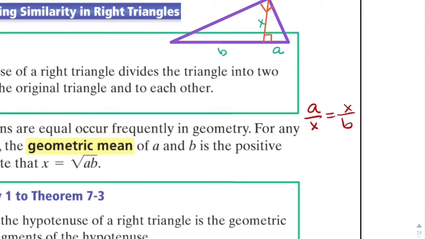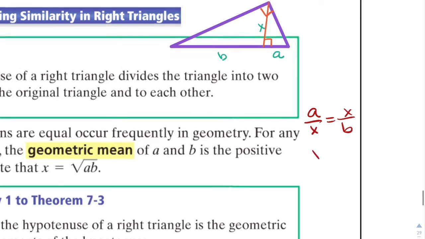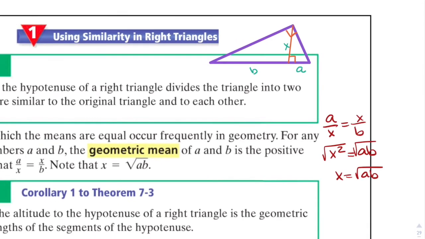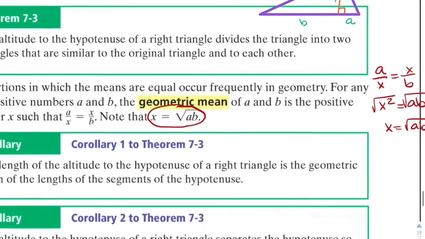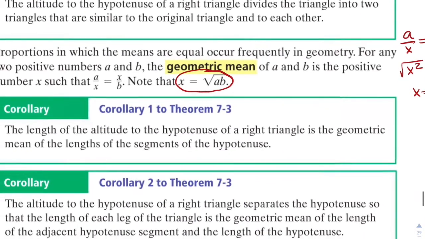These are proportional because they're similar. So if we find the cross products, we get x squared equals AB. Taking the square root of both sides, we have x equals the square root of AB. That is what this is stating: the geometric mean x will always be equivalent to the square root of A times B. It just works out that way because they're similar.